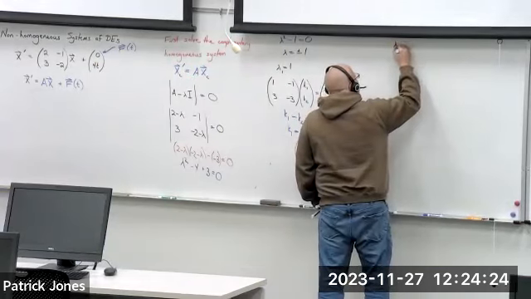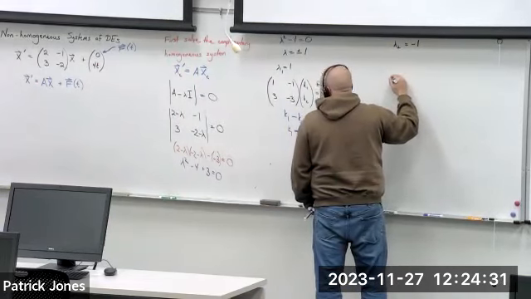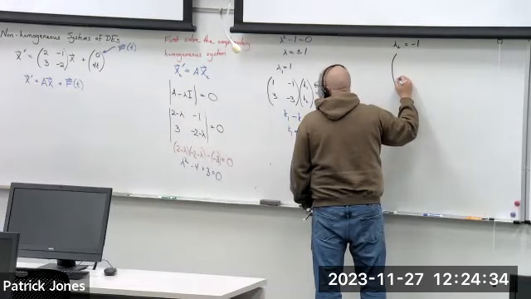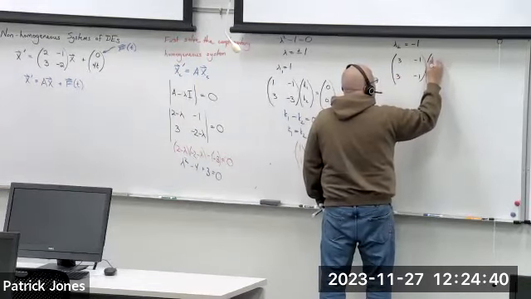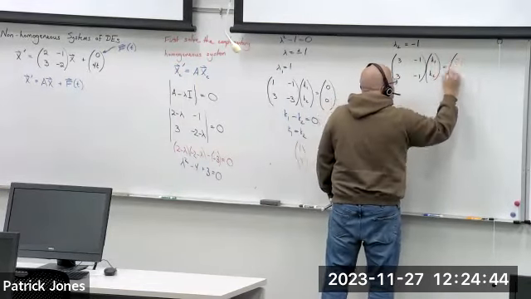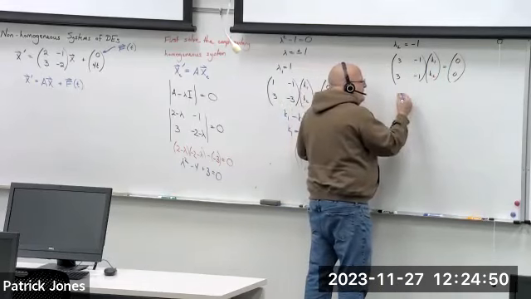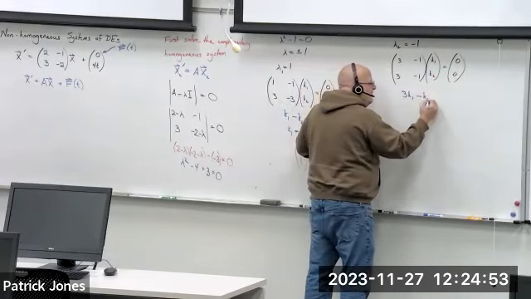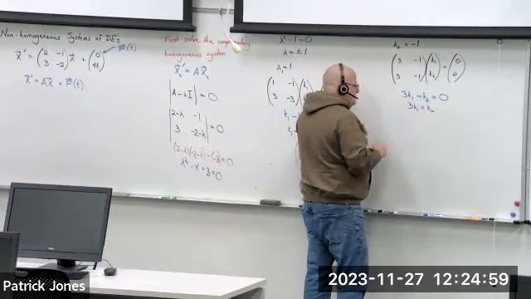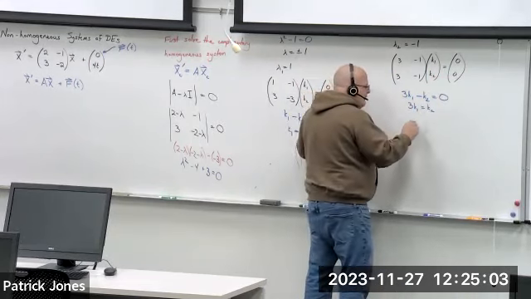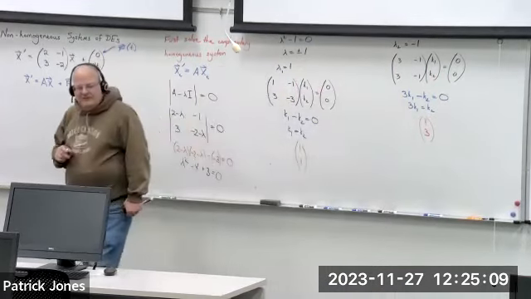If I take the second eigenvalue of negative 1, this is going to become the matrix (3, -1; 3, -1). So we get 3k1 minus k2 equals 0, 3k1 is equal to k2. And so any multiple of (1, 3) is our eigenvector.